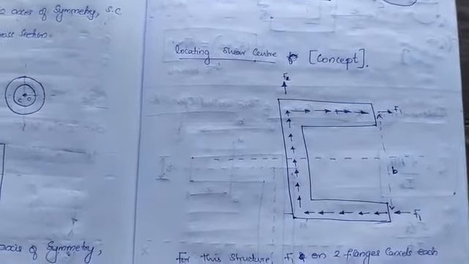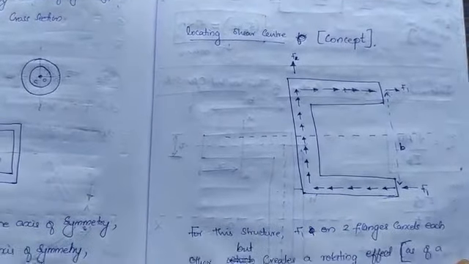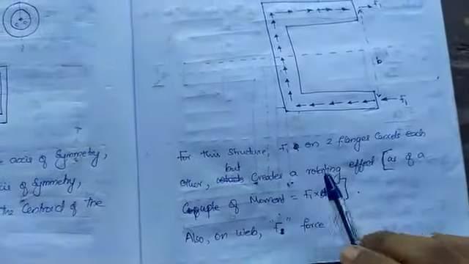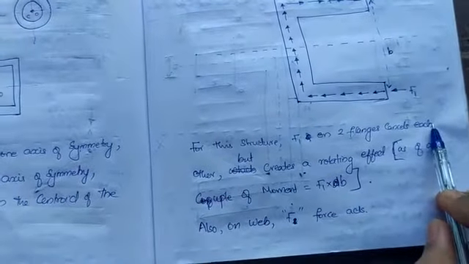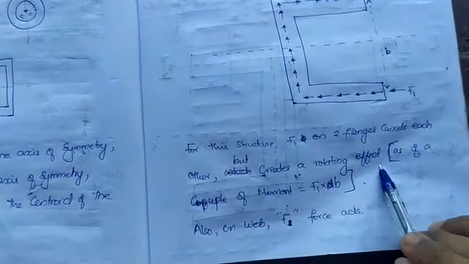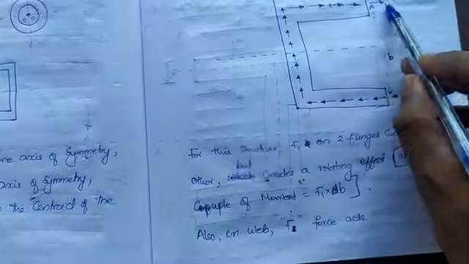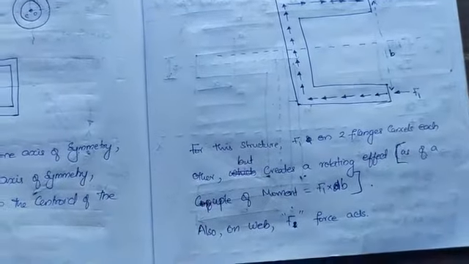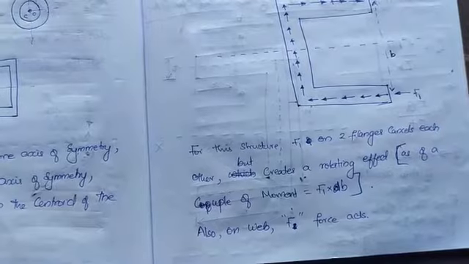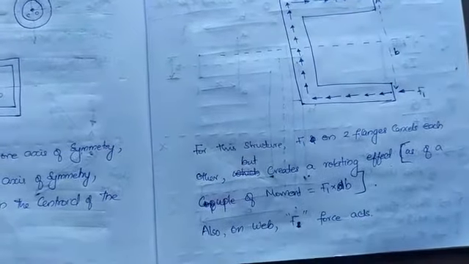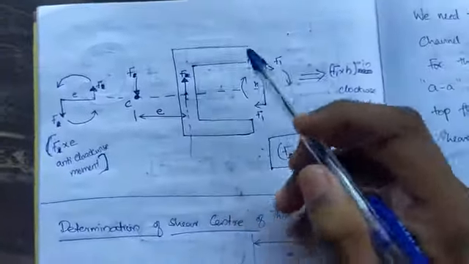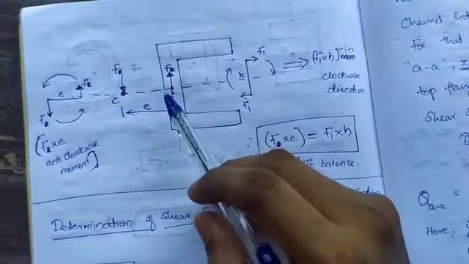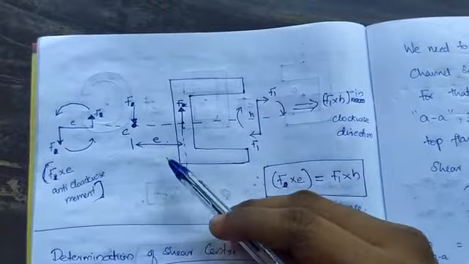Now for this structure, F1 acts on the two flanges and they cancel each other, but they create a rotating effect due to the couple, as I explained. But on the web, force F acts. Now what happens? This is how you can analyze this.